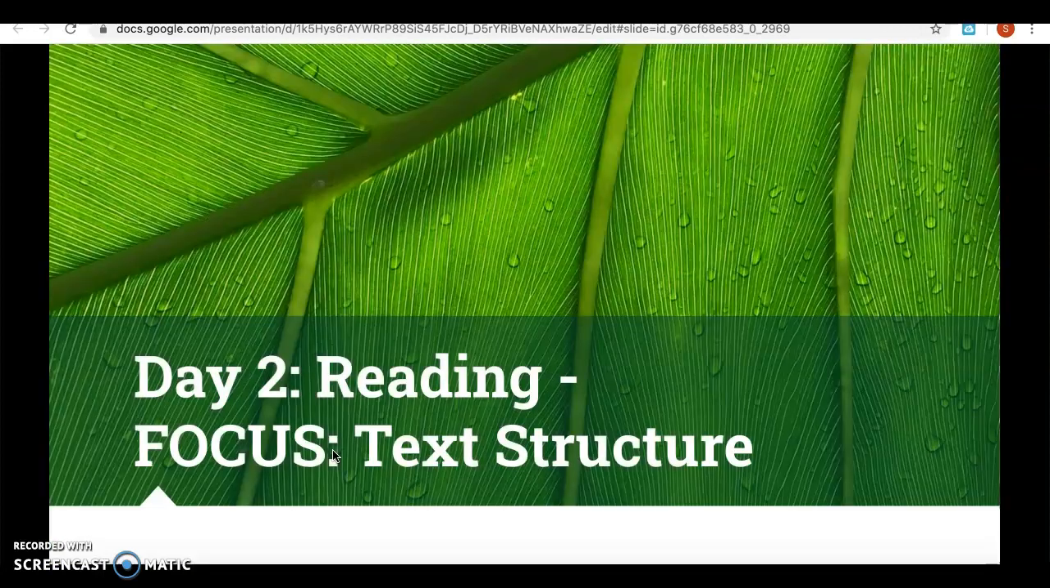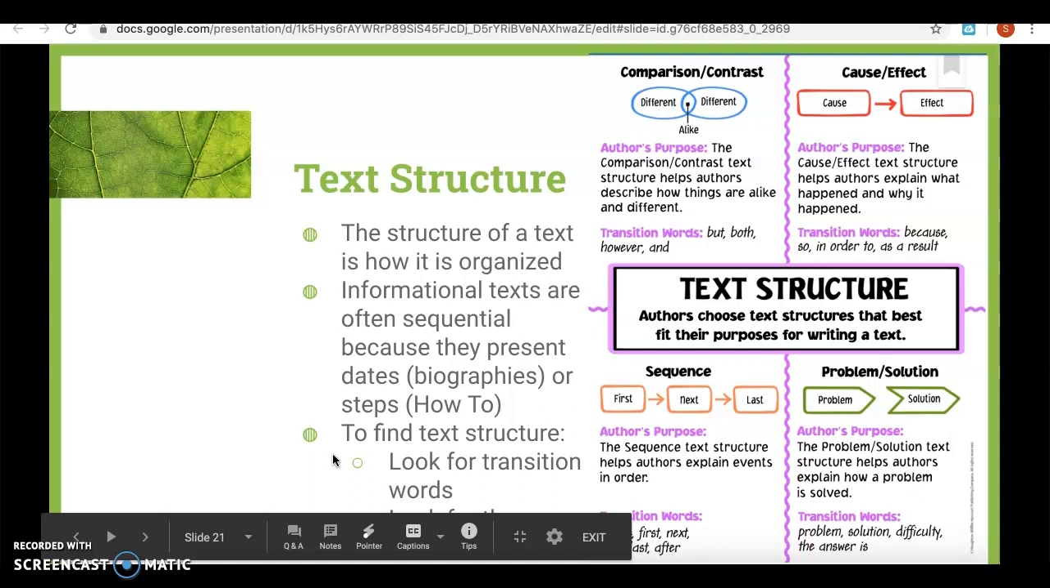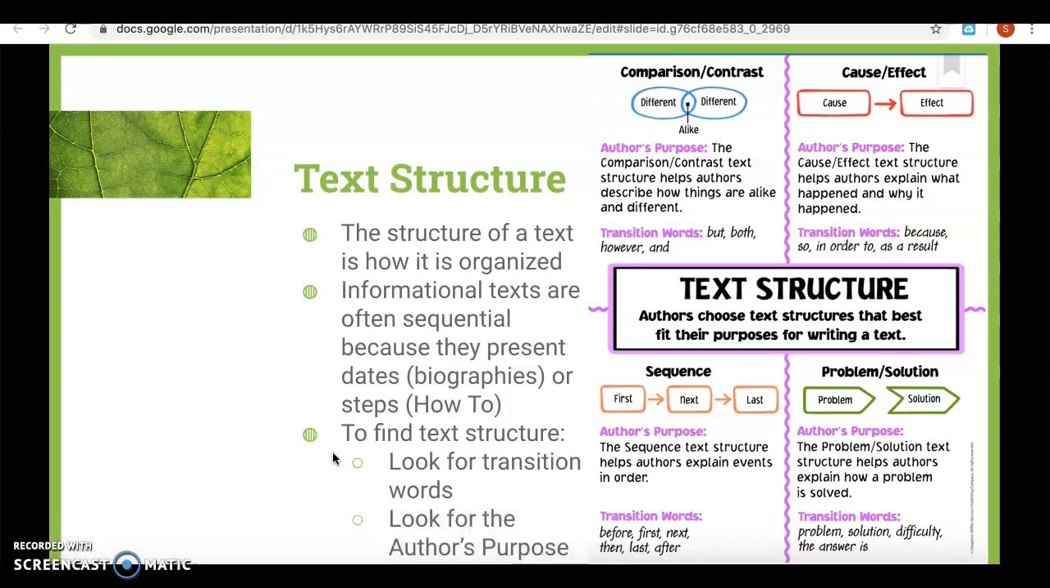Next, we're going to read. Our focus today is text structure. Remember, the structure of a text is how it's organized. Informational texts, like the one we're reading, are often sequential because they present dates, as in biographies, or steps, as in when they explain how to do something.